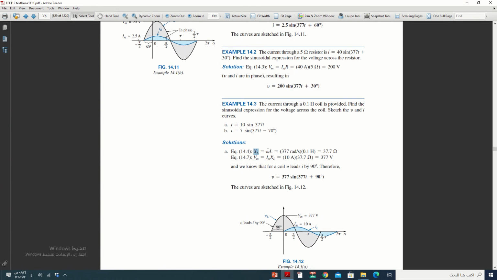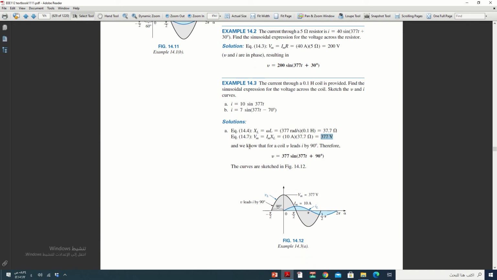The formula is omega L. Omega we have 377 and L is 0.1. Now XL equals 37.7. If we have XL, we can multiply by the peak of the current and we will get the peak of the voltage, 377 volts. We can write it now. Voltage equals 377 peak sine 377 t, where this omega is not the peak. Don't confuse, it's different, but by luck this number is the same. Now it's plus 90.